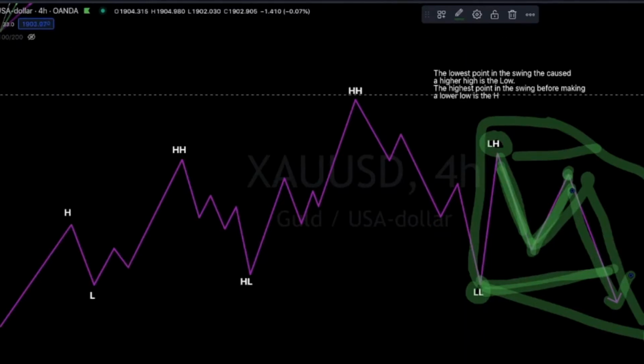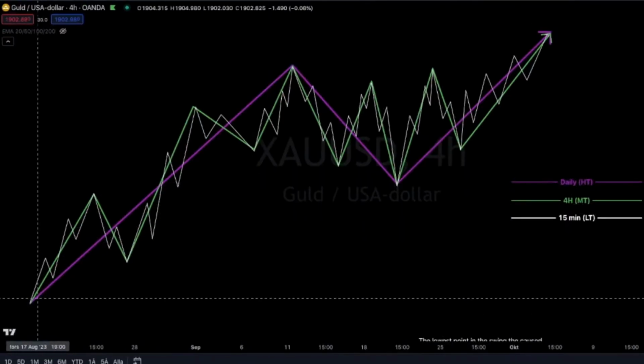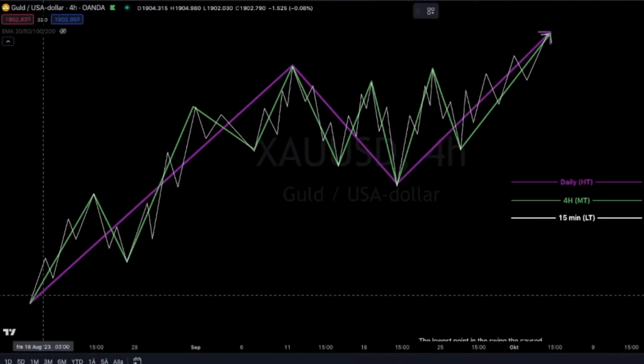Very important, because when you analyze the market and you analyze the market structure, you do it from top down. So from a bigger time frame, a high time frame, down to a middle time frame, down to a low time frame. So let's look at that. Now let's say that the purple line is the daily time frame. On the daily time frame, your market looks like this.